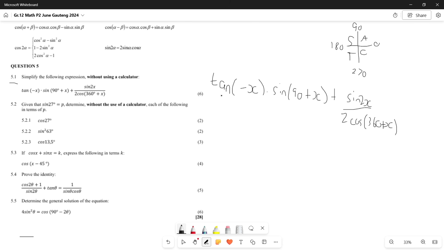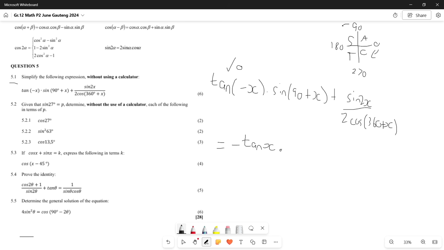So if we're going to place tan negative x, what it is saying is that we have 0 degrees minus x over here, which means 0 degrees minus x is going to place us in the C quadrant over here, where cos is positive, which means that tan is negative, and we can take the negative out and place our angle x over here. From there, we have the sine 90 plus x.